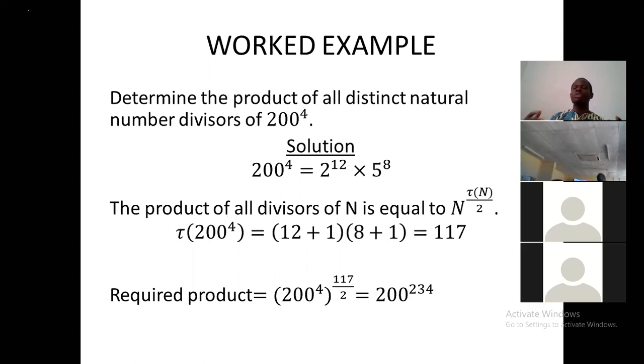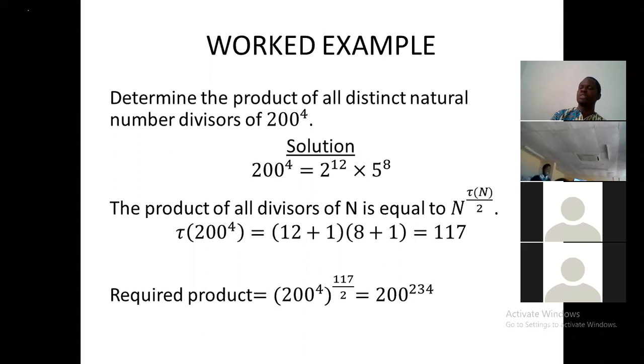So simply, we just apply the formula we've learned. After this example, I'll still go through the important points I've made in the course of this class, which you should retain, because you're going to find Olympiad math problems where those ideas and methods will need to be applied to get the correct answer. So we have to find the product of all distinct natural number divisors of 200^4.